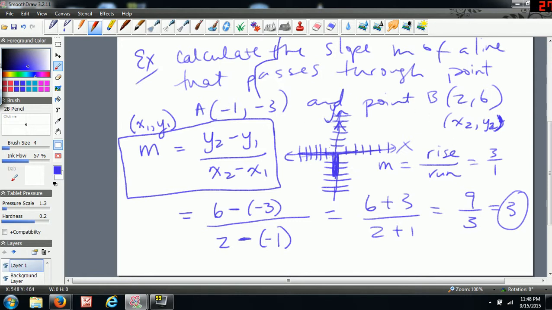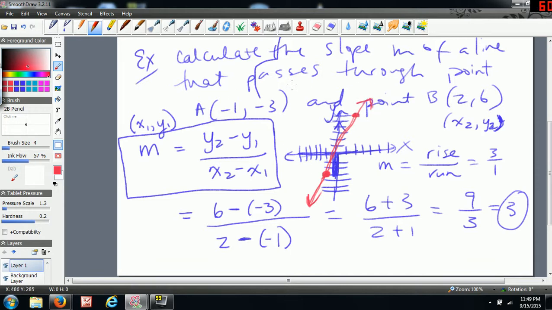So the first point is -1, -3. Okay, I'm going to graph these in red. So -1, -3, that's the first point there. Then the next point is x is 2 and y is 6. So 1, 2, 3, 4, 5, 6. So it's kind of similar to the one I drew before. It has a slope of +3. So if we were to graph it, it would look like that.